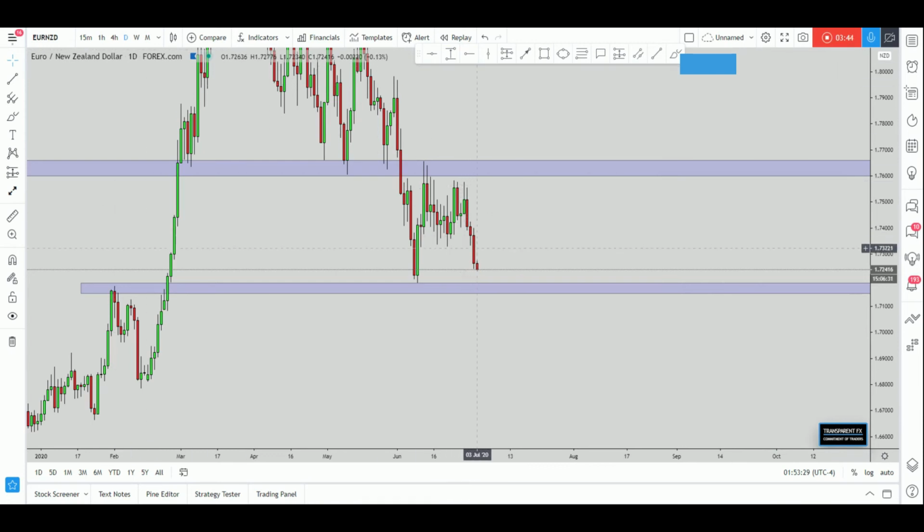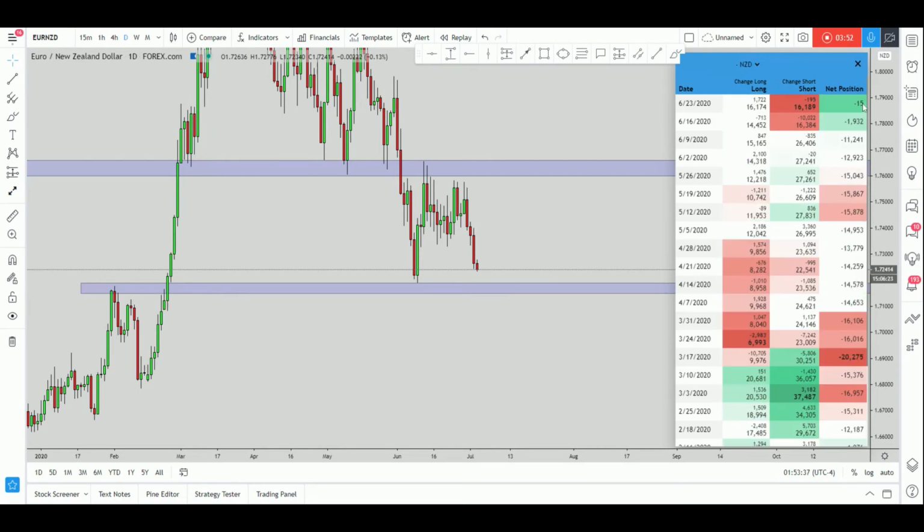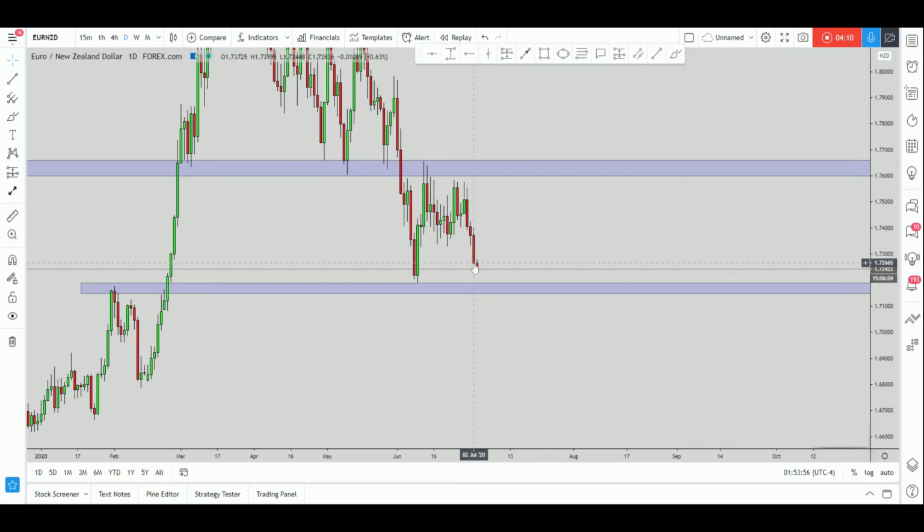Now, the reason for which Euro NZD has been making the move to the downside is because the NZD has been getting very strong. In fact, if we go and check the data for the NZD, we can see that we went from having 30k shorts and 9k longs to having 16k shorts and 16k longs, with net positions now almost equal. So what can we expect? We can expect some bullish strength on the euro in the short term, and definitely the NZD strength to make a retracement so that Euro NZD can make the move to the upside.